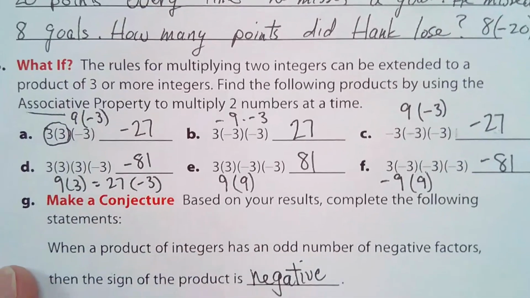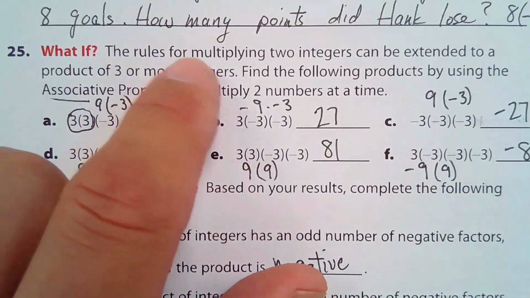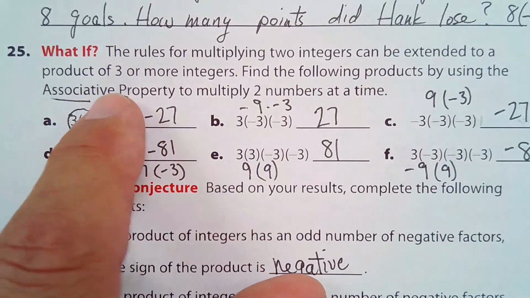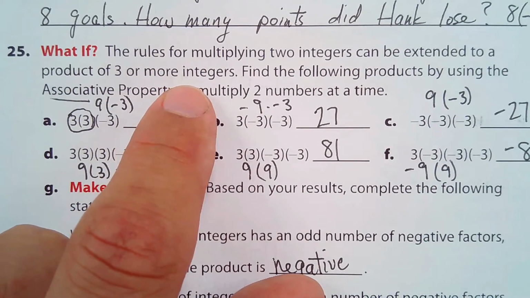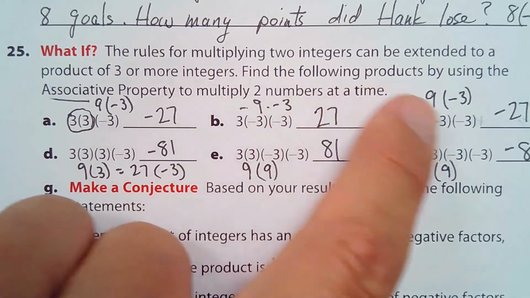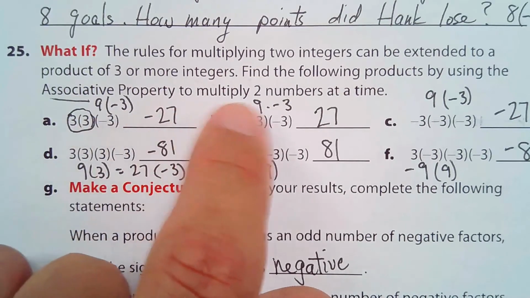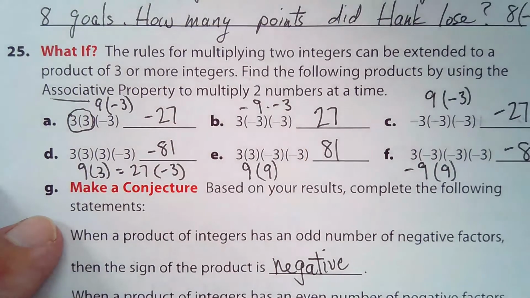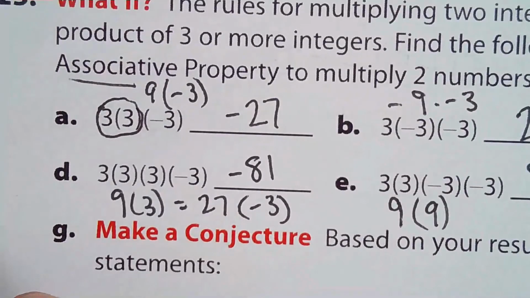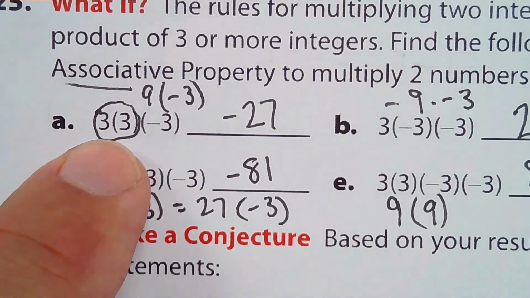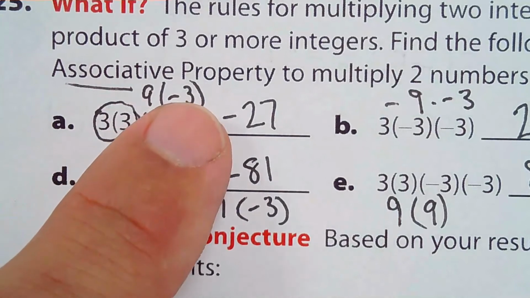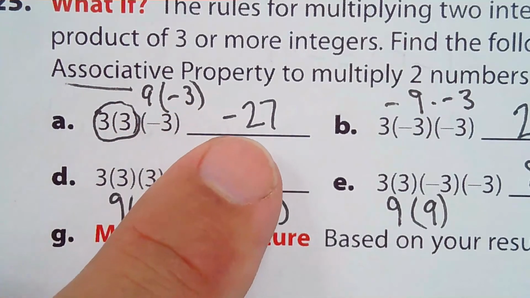Okay, so what if the rules for multiplying 2 integers can be extended to a product of 3 or more integers? Find the following products by using the associative property to multiply 2 numbers at a time. Let's zoom in close here. We have 3 times 3, which is 9, times -3, and 9 times -3 is -27.